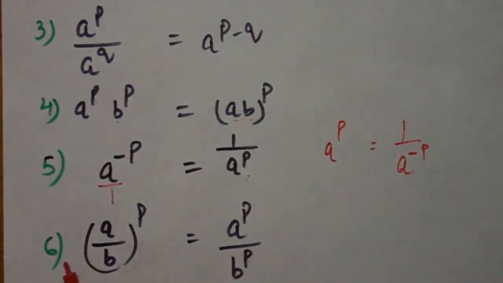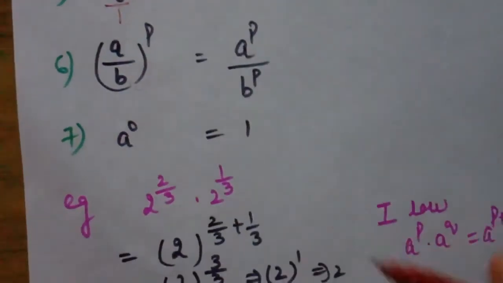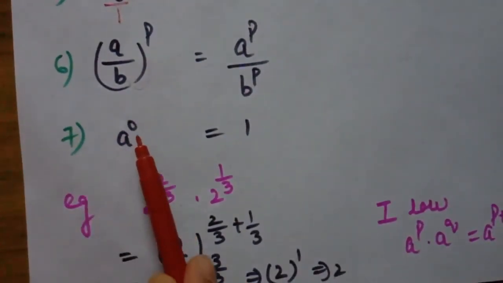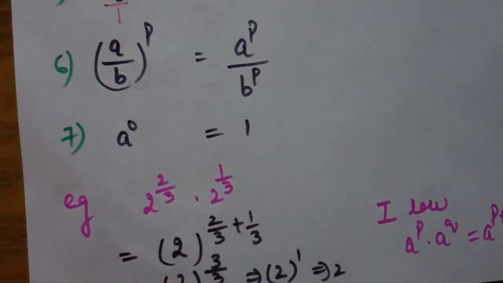Sixth law is a divided by b, whole power p. So we will change this number like this: a raised to power p and b raised to power p. We will open this bracket. Now the seventh and last law of exponents is a raised to power 0 is equal to 1.